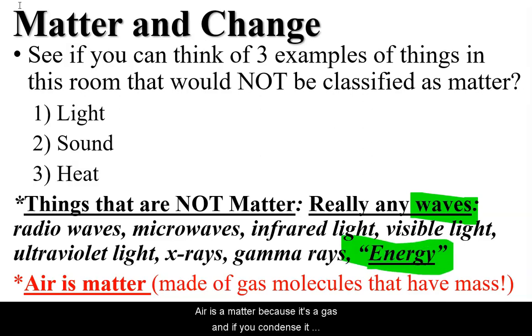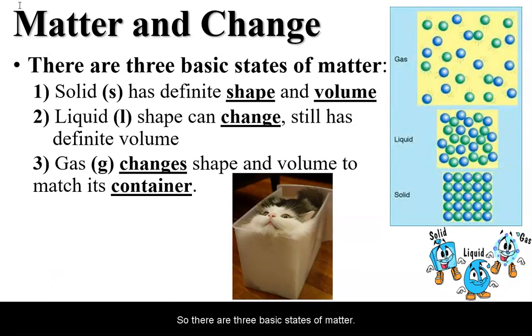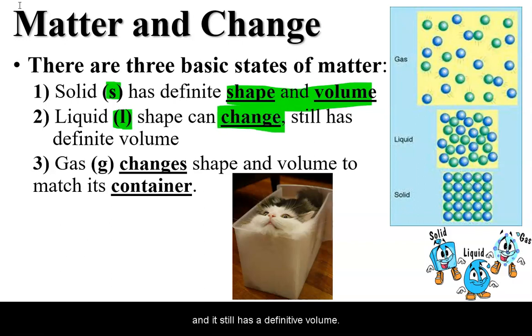And air is matter because it's a gas, and if you condense it into a balloon, it would take up space. So there are 3 basic states of matter. You have your solid, which is written as an S, has a definitive shape and volume. Liquid, which is an L, can change its shape, and it still has a definitive volume. Gas changes shape and volume to match its container. So the whole cup of liquid fits into its container.